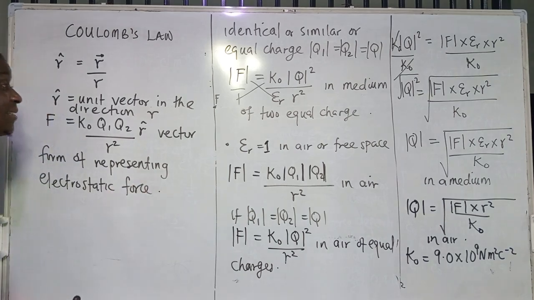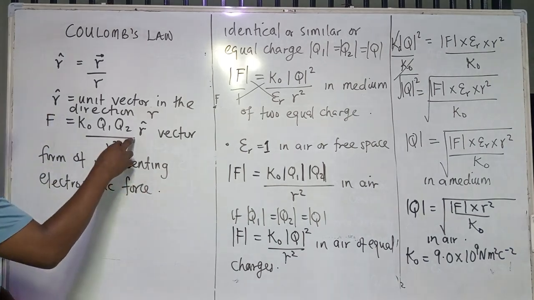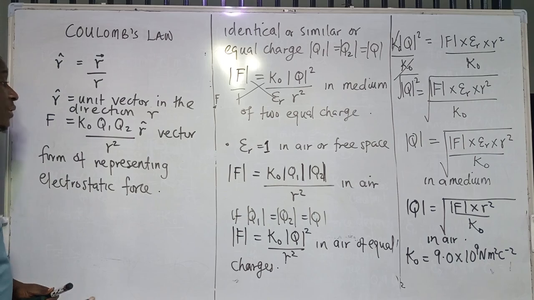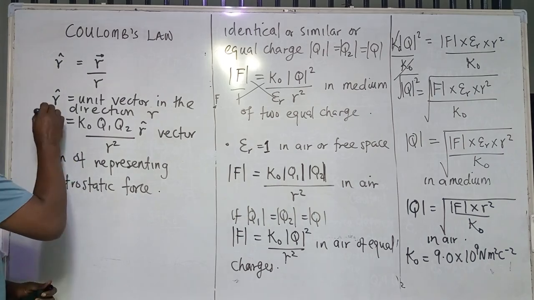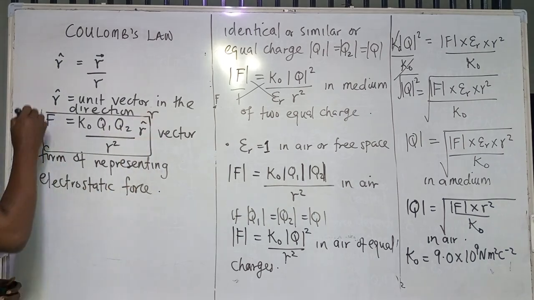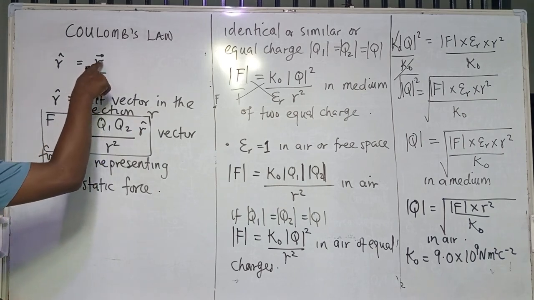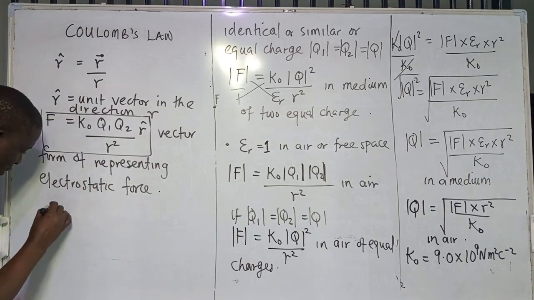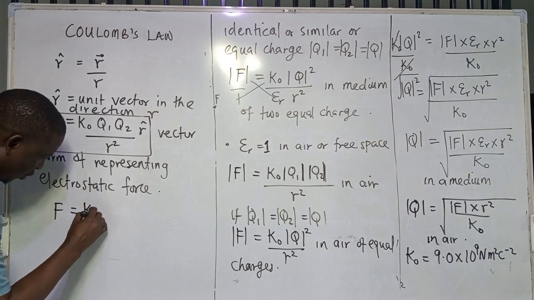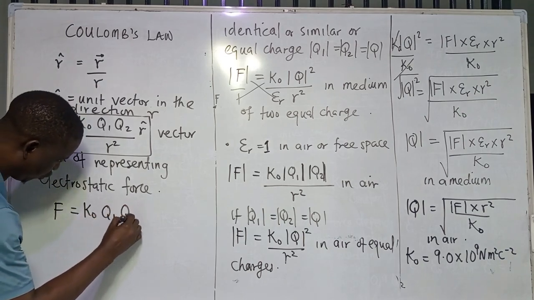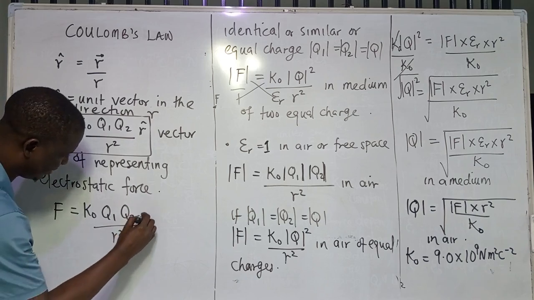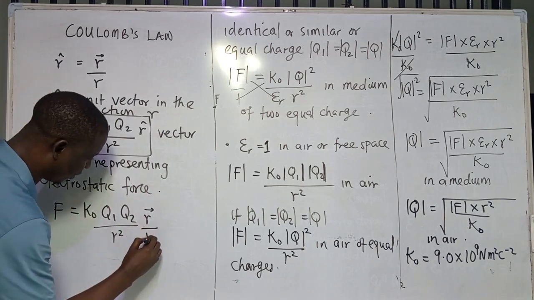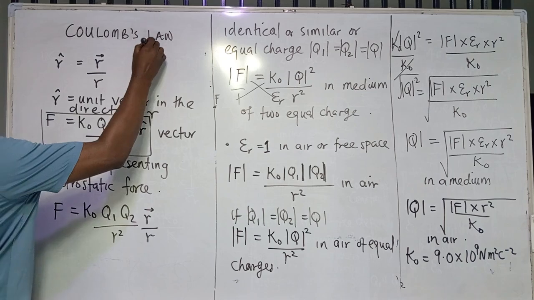Because I know some of us are writing professional exams. You now see something like this, not absolute, and you begin to get worried. Another way you can write this formula is to put the vector divided by radius for this unit vector. So it now becomes F equal to K naught Q1 Q2 over R squared, then R vector divided by R. This one is the unit vector.